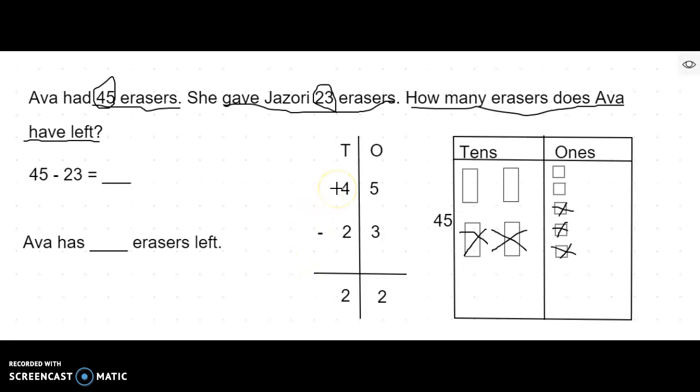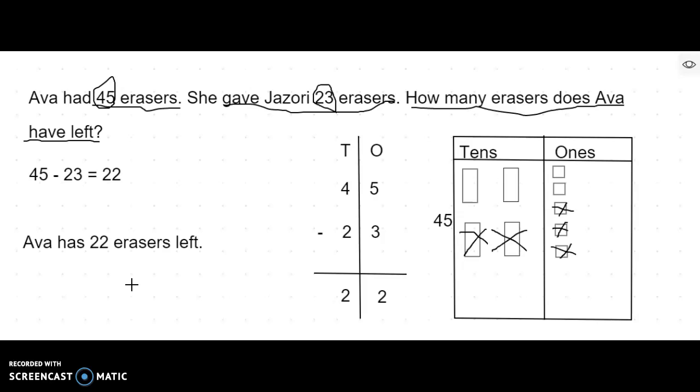So Ava had 45. She gave away 23. She was left with 2 tens and 2 ones. How many erasers did Ava have left? Yep, she had 22 erasers left. Ava has 22 erasers left. You guys did a really good job with this. I am so impressed with you.